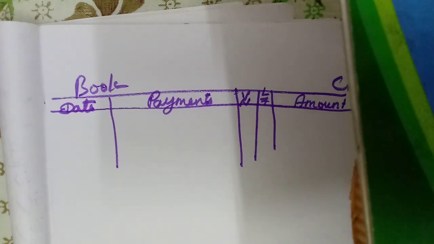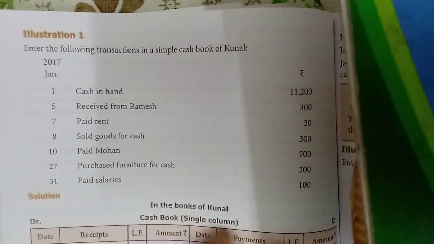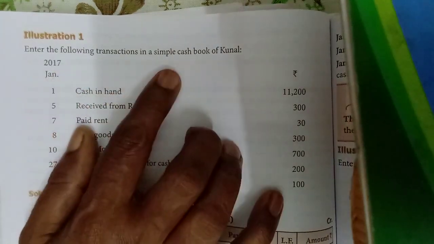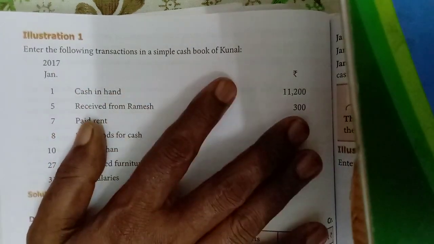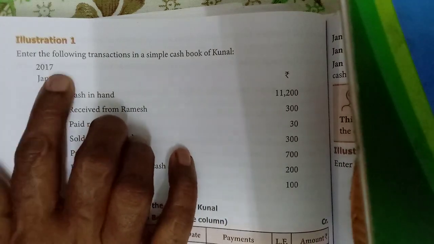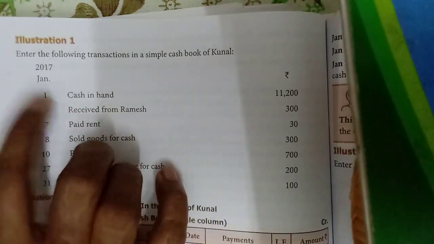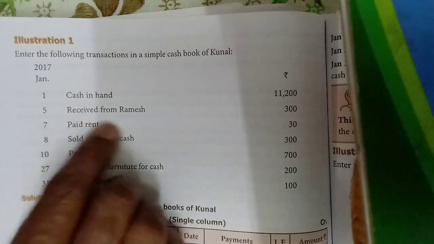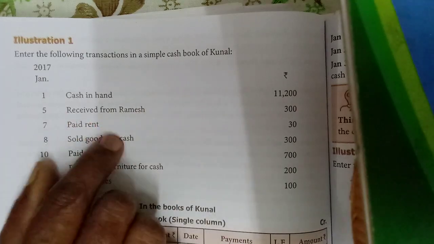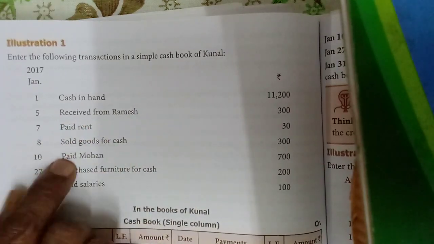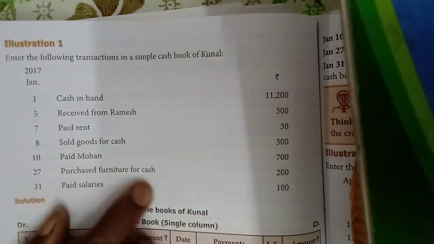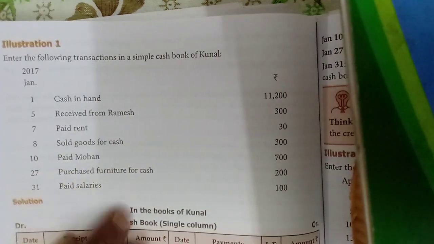Now we will see one illustration. Enter the following transactions in a simple cash book of Kunal, 2017. January 1 cash in hand. Received from Ramesh, then paid rent on 7th, sold goods for cash on 8th, paid Mohan on 10th, purchased furniture for cash on 27th, paid salaries.